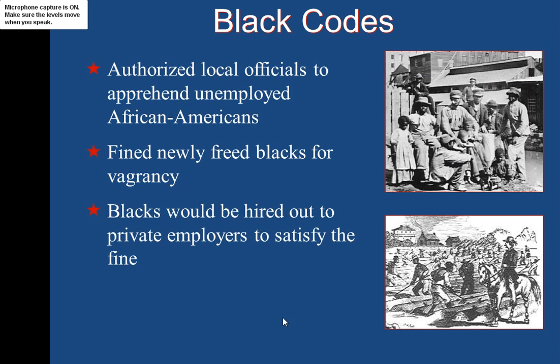Southern governments that arose out of the ashes of Reconstruction started to use these laws called black codes to try to keep African Americans in their place. And black codes allowed people in governments in the South to basically authorize anybody who's an authority, local officials, to apprehend unemployed African Americans. So if they're unemployed, they're in violation of the law.